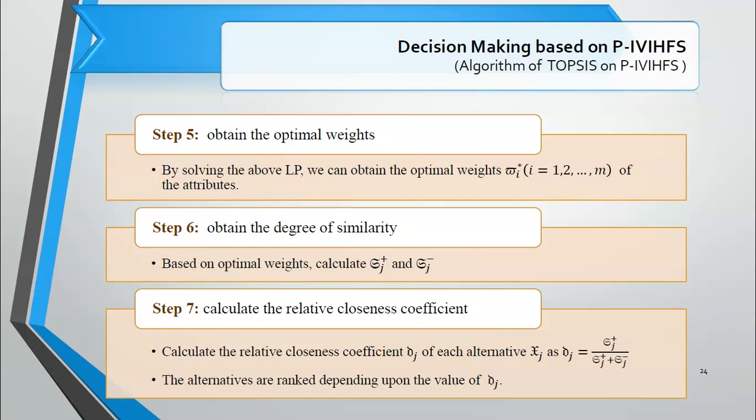After obtaining these optimal weights, we calculate the closeness coefficient corresponding to each alternative. Based on these values, we rank the alternatives as increasing values of closeness coefficient.